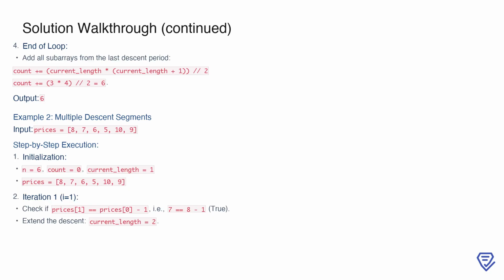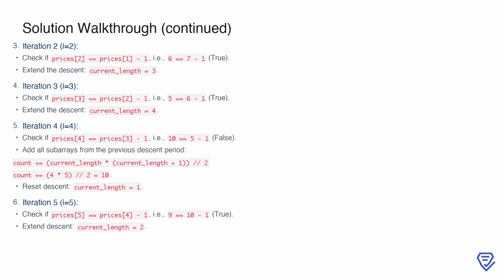Next, we move to the second example where the prices are 8, 7, 6, 5, 10, 9. We start by initializing the variables. Here, n is 6 because the array has 6 elements, count is reset to 0, and current_length is set to 1. In the first iteration, we check if 7 is 1 less than 8. Since this condition is true, the descent streak is extended to a length of 2. In the second iteration, we now check if 6 is 1 less than 7.